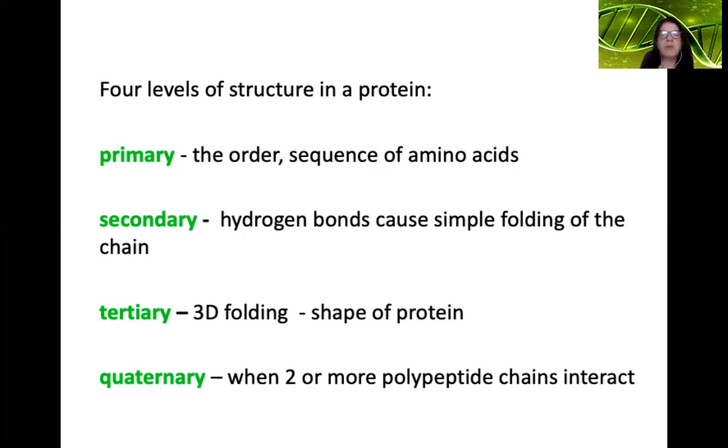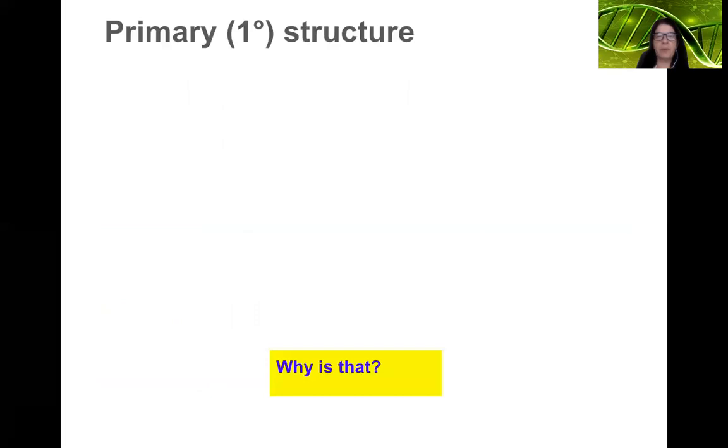Tertiary structure now, the third level structure, is much more complex. And it involves a 3D shape of the protein. And some proteins stop here. Others have quaternary structure. Quaternary structure is when you have multiple polypeptides, 2 or more, that interact together to form the functional protein.